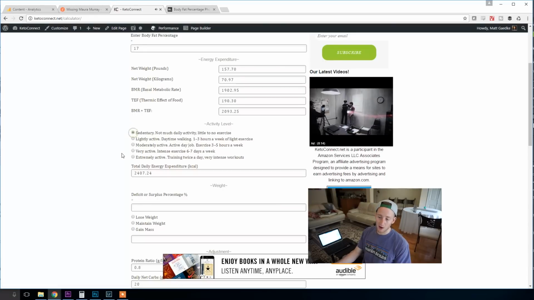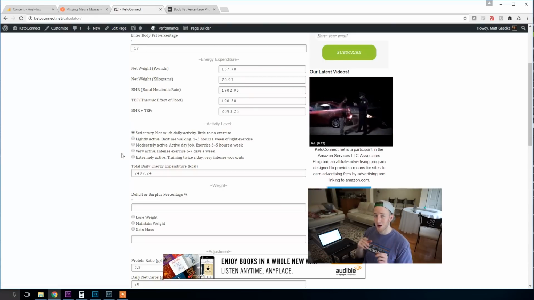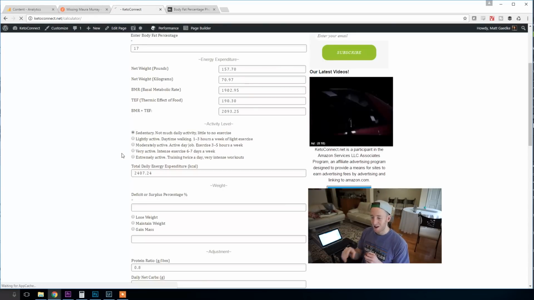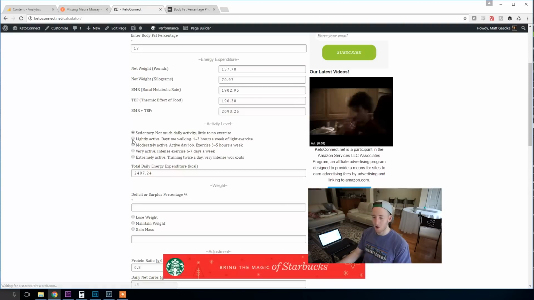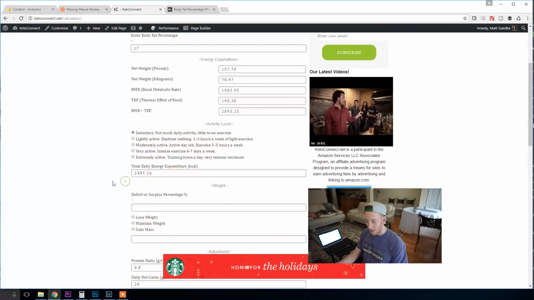So just go sedentary. If you notice you're losing weight too fast, which probably is not a problem for anyone, just up your calories a little bit. Then you can maybe experiment with lightly active. But for the most part, just go sedentary.